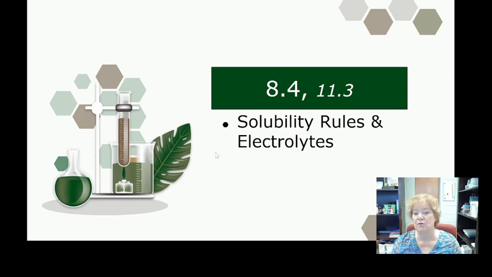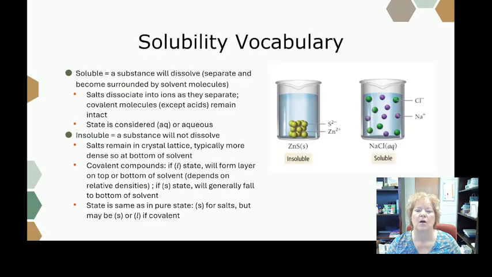Let's introduce the solubility rules and also introduce what electrolytes are. All right, so a couple of vocabulary words. Soluble means that a substance will dissolve, which means it's going to separate and become surrounded by solvent molecules. We talked about salts, which when they dissolve, dissociate into their ions as they separate. And covalent molecules, with the exception of acids, remain intact. So when it dissolves, the final state is aqueous, AQ.